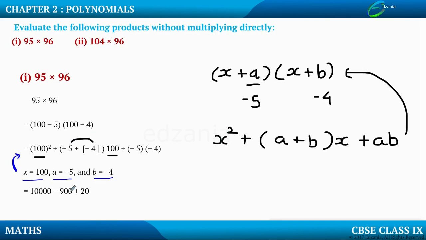Now this minus 5 minus 4 is going to give me minus 9. Minus 9 into 100 is minus 900. Minus 4 into minus 5 is going to give me plus 20. So if I solve this further, 10,000 minus 900 is 9,100, plus this 20 is going to give me 9,120.